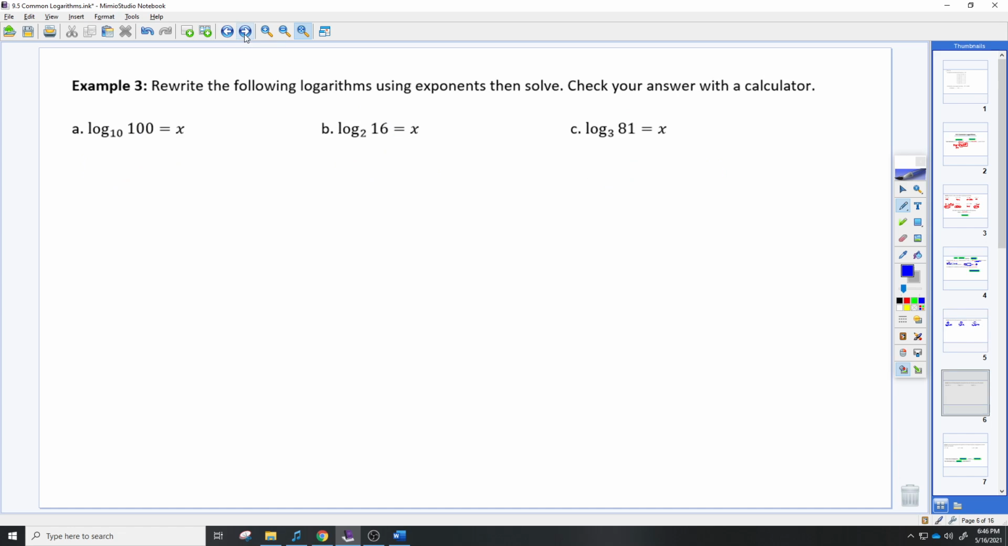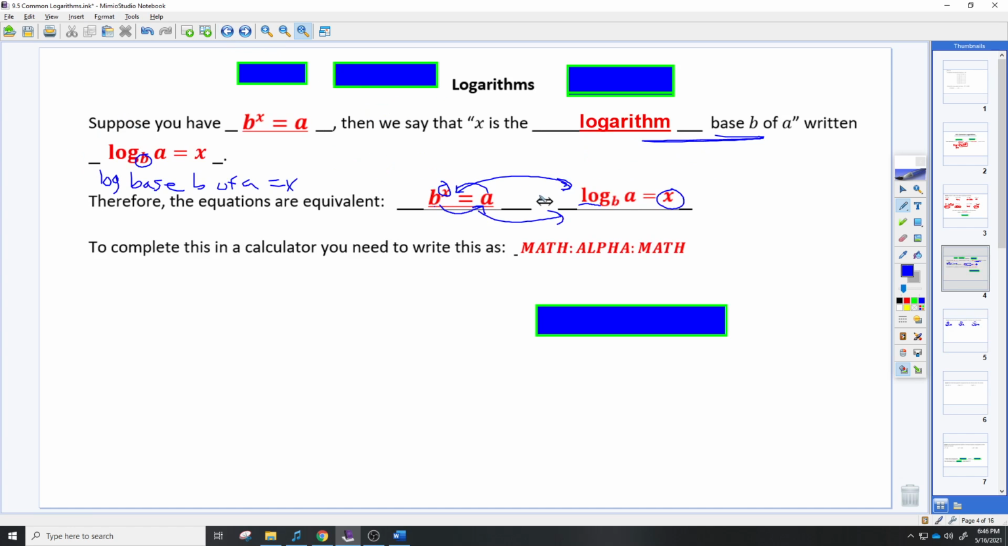Okay, so now we'll actually do it where we don't know the answer. We're going to rewrite them going the other way. We're going to write the following logarithms using exponents and then solve it. So let's go the other direction. Now we're going to start here and go to the left. So we're going to get rid of the log word. We're going to start with the base b, go over to the other side, right? It's going to be b to the x going to the other side equals a. So going back around.